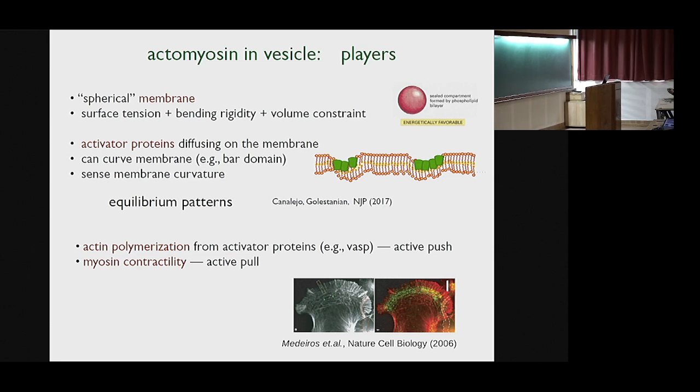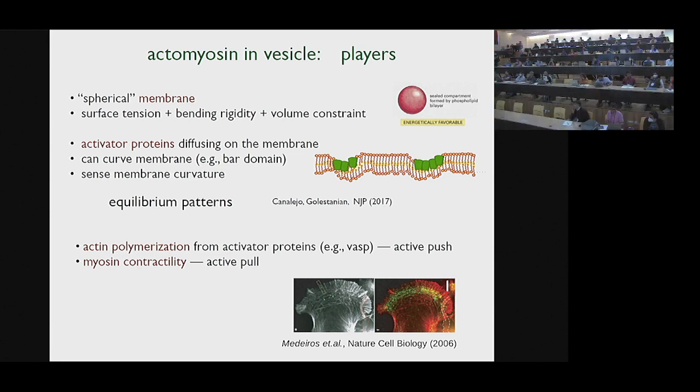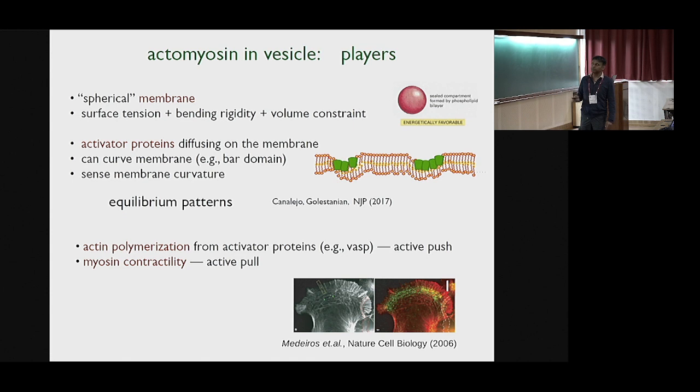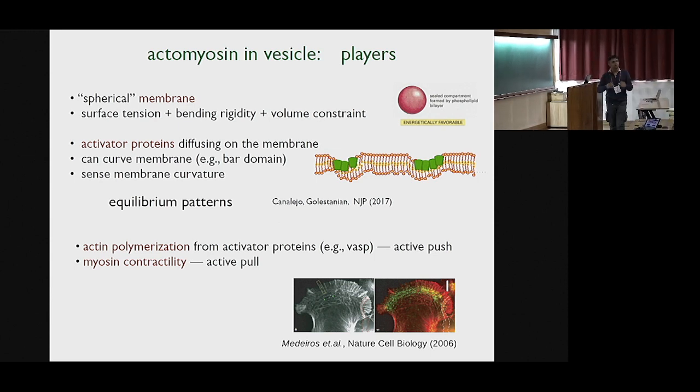So what are the minimal things we are considering? Minimal things are like, I need a membrane. The membrane is modeled, we are doing analytical and numerical calculations, using surface tension for the membrane, bending rigidity, which is a Helfrich-like Hamiltonian, and some volume constraint. And then there are activator proteins which sit on the membrane. One can think that these proteins may have concave or convex shapes, and if they sit on the membrane, they will locally deform the membrane in that direction.